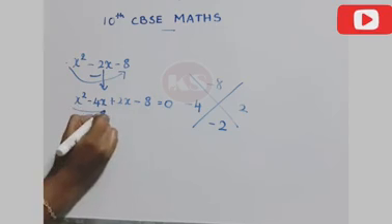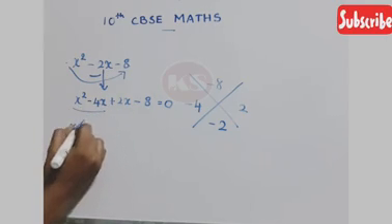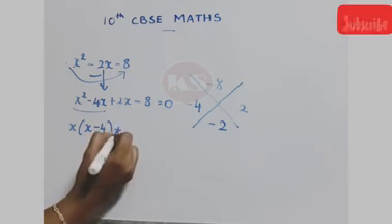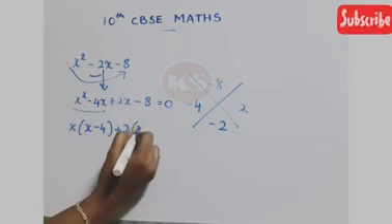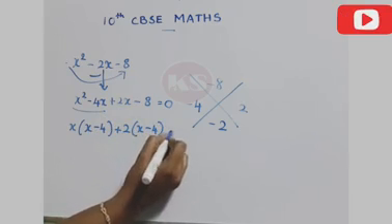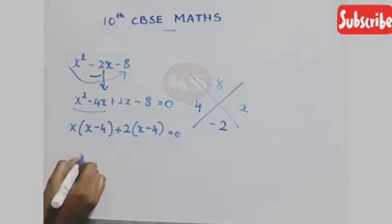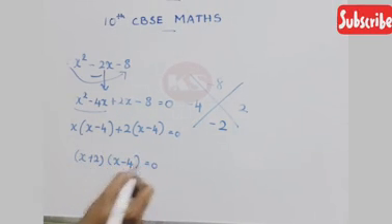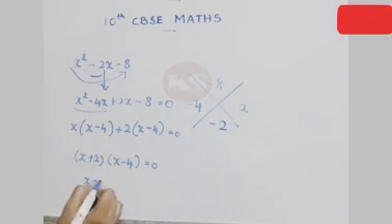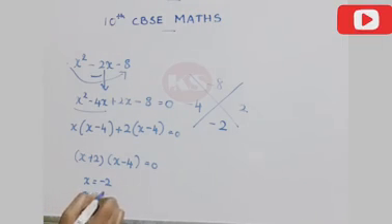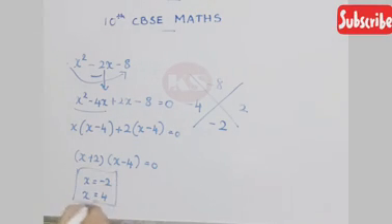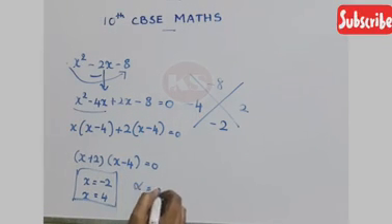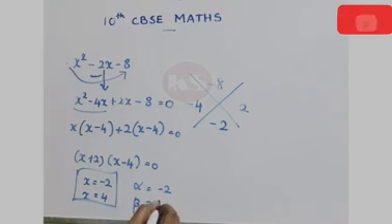In the first two terms we take x as common, remaining x minus 4. Similarly here we take 2 as common, remaining x minus 4. So what are the roots? x plus 2 and x minus 4 equal to 0. So x is equal to, one value is minus 2, another value is plus 4. So these are the two zeros we have. So alpha is equal to minus 2, beta is equal to plus 4.